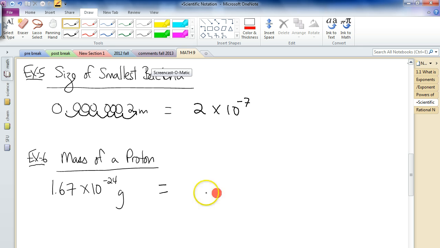So let's make lots of room to the left. Let's write our 167 here. There's where the decimal is going to be, and we're going to move it 24 spots backwards. 1, 2, 3, 4, 5, 6, 7, 8. You know what? I should have left more room. This is going to be a puny number because protons are puny. So let's put the 167 over here. Move it. 1, 2, 3, 4, 5, 6, 7, 8, 9, 10, 11, 12, 13, 14, 15, 16, 17, 18, 19, 20, 21, 22, 23, 24.